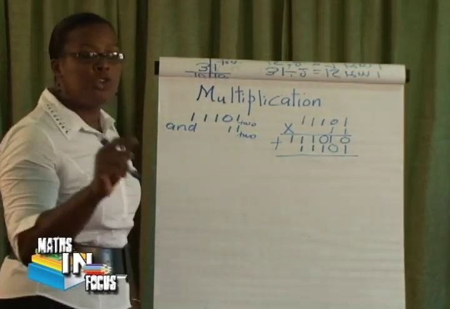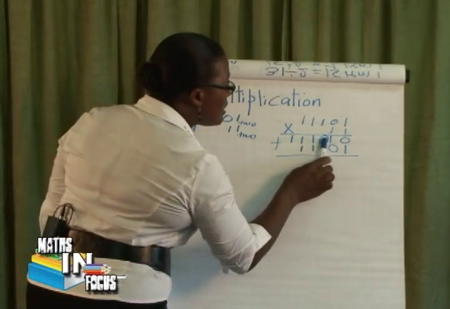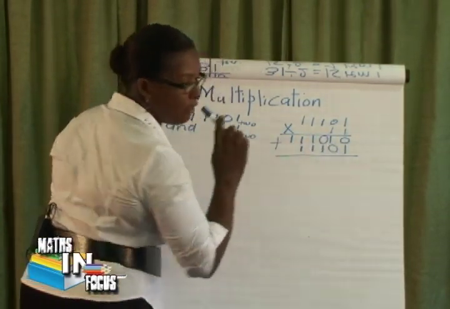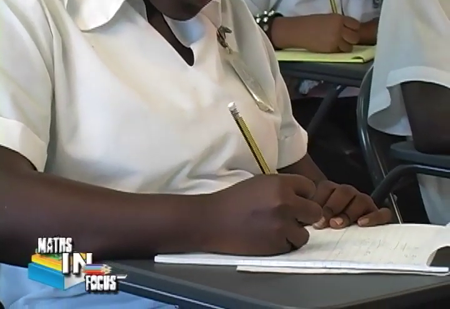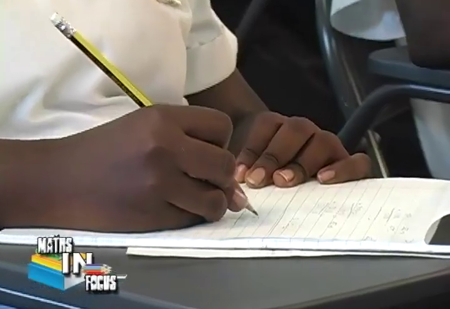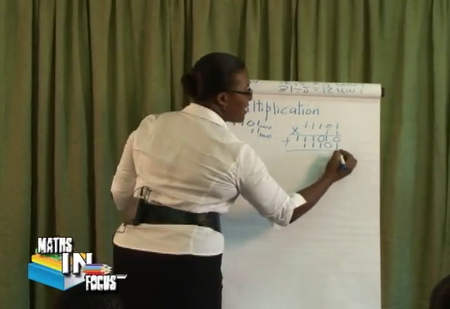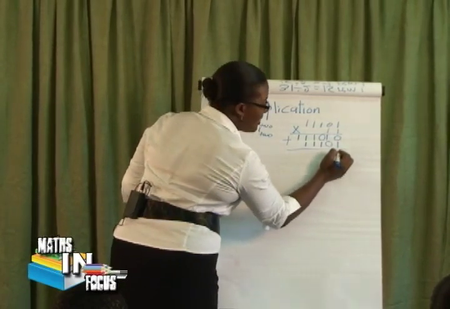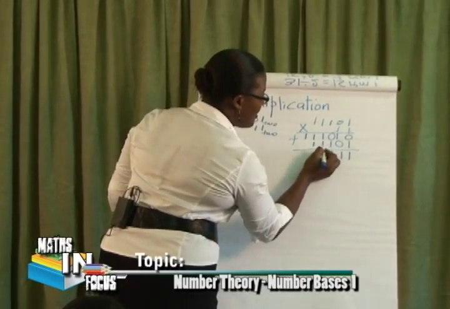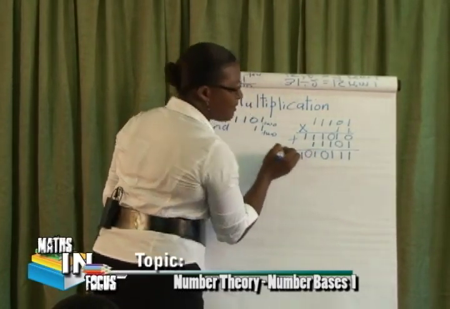Good. So you are going to find the sum of 111010 and 11101. Quickly. Yes, Quincy, would you like to volunteer your answer? Let's start from the right. 1110101.